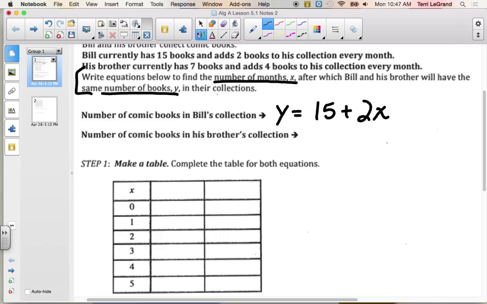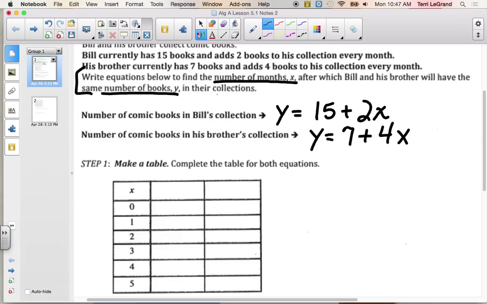Okay, we thank Trey for offering up the first equation for us, but now he doesn't get to offer up the second one. So who's going to, with a hand, that I can call on them, who wants to offer up what they think would be a good equation for the brother's collection? Anything, Shmarky? Y equals 7 plus 4x. Okay, y equals 7 plus 4x.